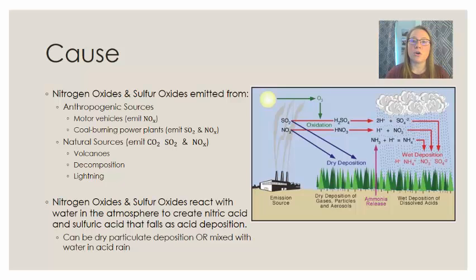Both of those are sources of these primary pollutants that then can be converted into the secondary pollutants that lead to acid rain. There are natural sources of these same pollutants from volcanoes, decomposition, and lightning. However, they are pretty well distributed throughout the globe and are not emitting nearly the same concentration of these primary pollutants.